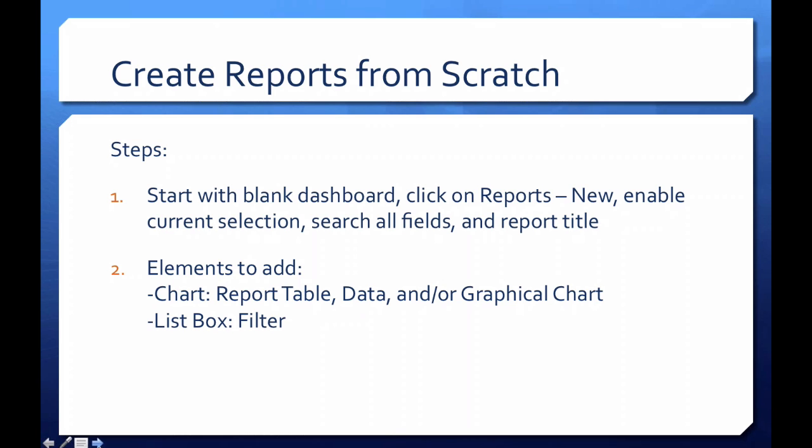Then we want to add 2 really important elements. One is going to be the chart. The chart is the data, the table, the report itself, what most people call the report. Advanced reporting is a dashboard, and inside the dashboard you will have a report. That's what they refer to as the chart. The list box will be your filter, right? Because if you don't run a list box or a filter, it will show you every piece of data that's available in QuickBooks. So those are the 2 elements we're going to think about: chart and list box.